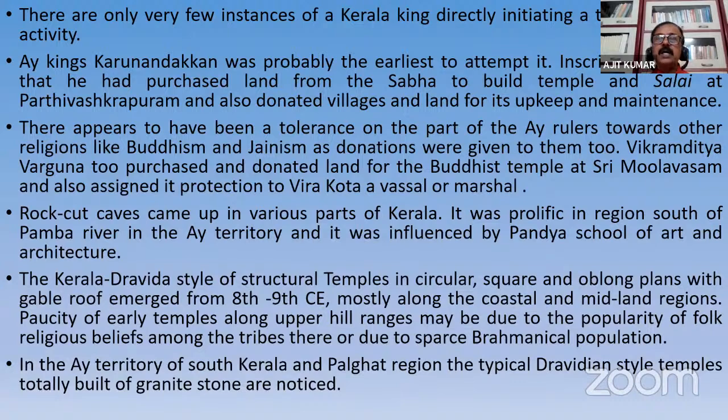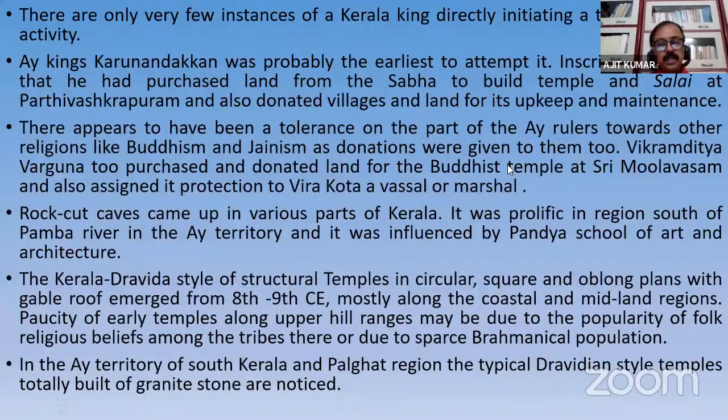Vikramaditya Varaguna, the high king, like his predecessor Karunandadakkan, also purchased and donated land for the Buddhist temple located at Sri Mulavasam, and assigned its protection to one of his vassals or marshals called Veerakota. In this inscription, it is stated that the Buddhist temple at Sri Mulavasam was located close to the sea and was deteriorating, hence the land was given in donation for its upkeep. It's quite possible that such donations met with resentment from non-believers, and probably that is one reason why the protection of this land was assigned to Veerakota, who was either a vassal or marshal of Vikramaditya Varaguna.